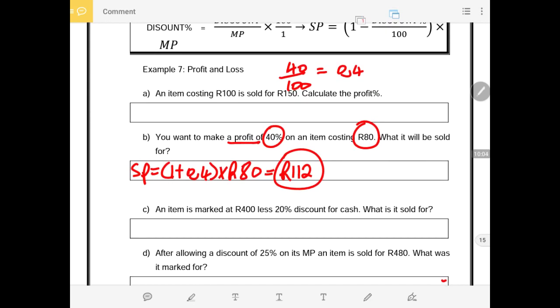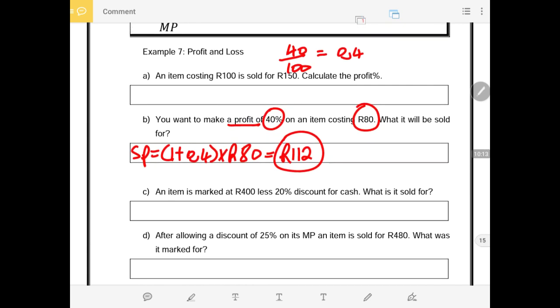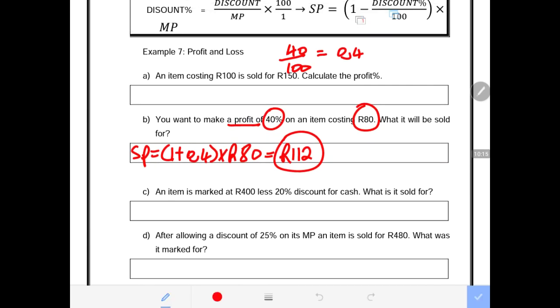Then we go to number C, which is just before the last example, example number D, then before example number 8. Number C says an item is marked at 400 rand less 20% discount for cash. That means if the person buys the item for cash, there will be a 20% discount.